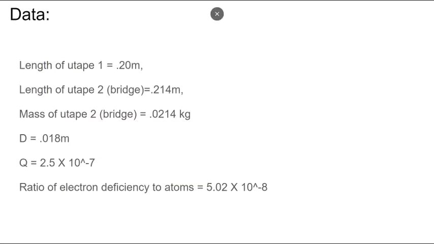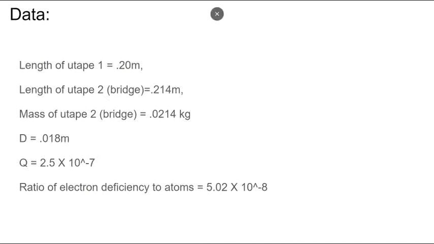The data collected is as follows. The length of the first tape, which was used to repel the bridge, was 0.2 meters. The length of the second tape, which was used as the bridge, was 0.214 meters. Therefore, because the density of the tape was approximately 1 gram per meter, the mass of the second tape used as the bridge was 0.0214 kilograms.